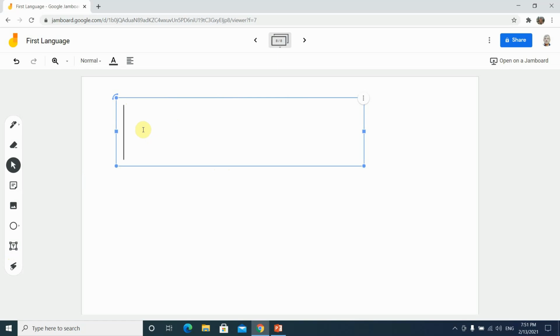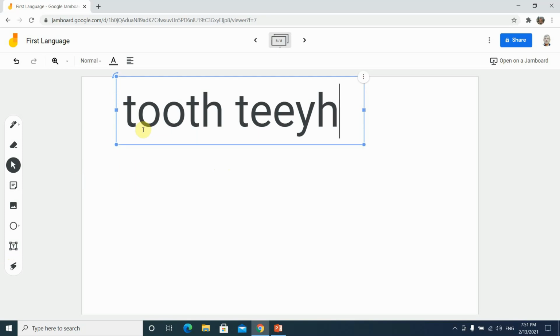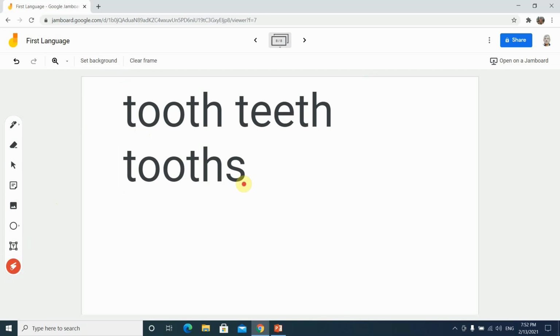We know that the plural of tooth is teeth, right? In English, the plural of tooth is teeth. But for some children, if they talk about more than one tooth, they would say tooths. Why do you think they add this letter S, plural S? Because actually, children have not heard the word teeth before.